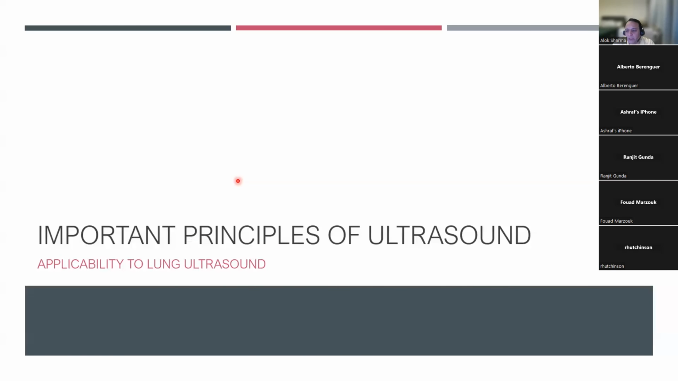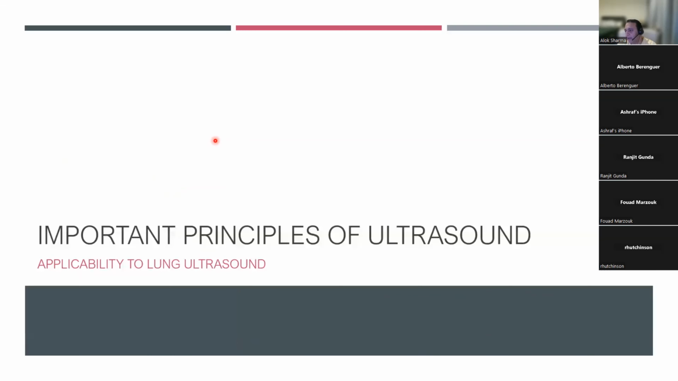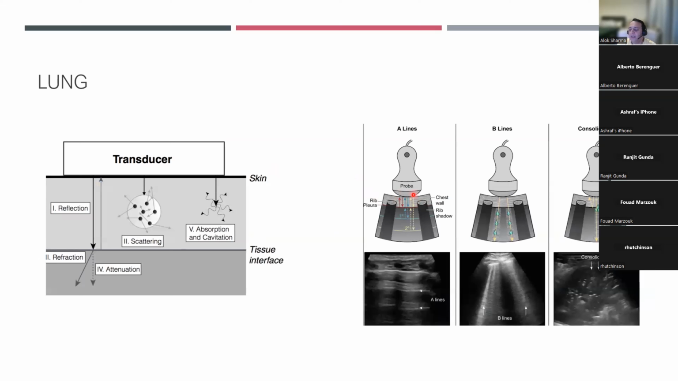Okay. Now, how do the principles apply to lung ultrasound? We basically have to talk about acoustic impedance before we discuss how this interaction takes place. This is a very, very important concept. Now we know, and I'm just going to go back to my previous slide, that you've got multiple interfaces when sound waves are incident on the lung.